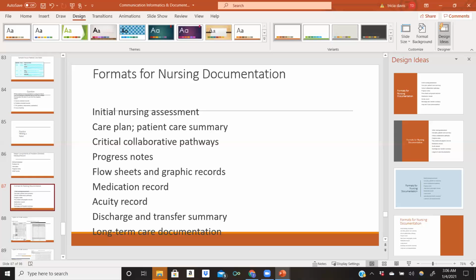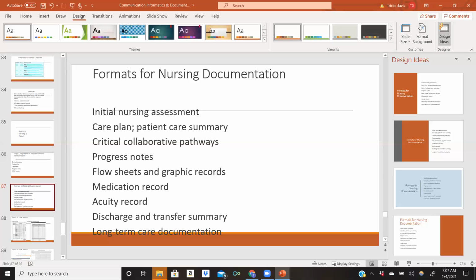Then you have your MAR, or your medication administration record. This is the patient's medication record and includes documentation of every medication that has been ordered and every medication that's administered. It keeps track of the drug that was ordered, the dose, the route it was given, the time it was ordered, the time it was given, the nurse who administered that drug, the reason why the drug was administered, and its effectiveness.